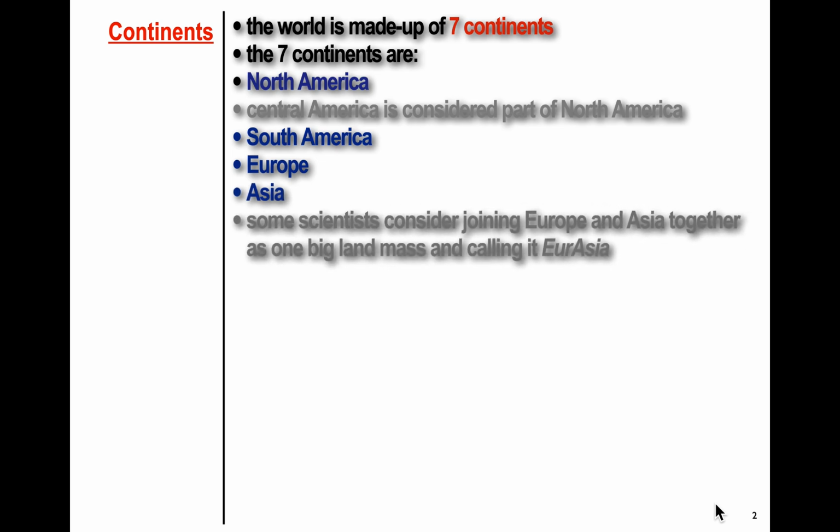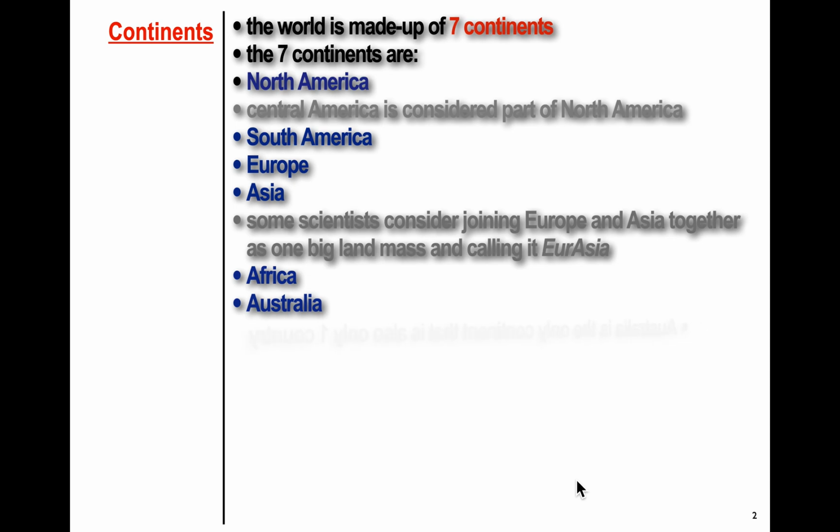But some scientists say that Europe and Asia are actually one continent. When they call it one continent, they call it Eurasia. Just keep this in mind. Most scientists and archaeologists call it 2 continents, so we're calling it Europe and Asia. Then there is Africa, where mankind started.